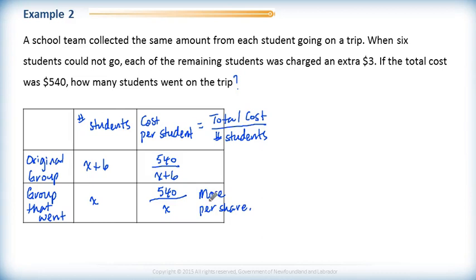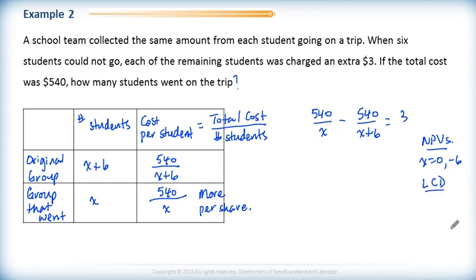So we need the greater share subtract the lesser share. That will give us the difference of $3, because each student was charged an extra $3 after 6 people bowed out. So our equation is 540 over X, because that's the greater share, subtract 540 over X plus 6, which equals $3 in the difference. We have non-permissible values of 0 and -6, which don't make sense for the problem anyway. The LCD is x outside of x plus 6.